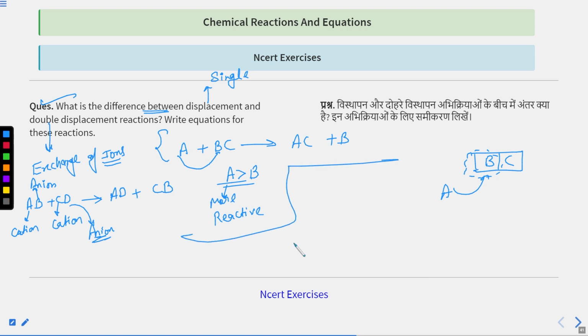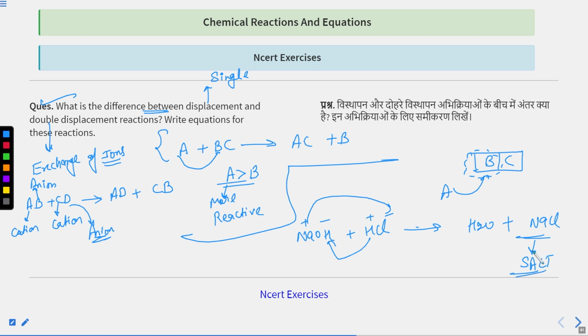Suppose I am reacting NaOH plus HCl, acid plus base. Na is positive, OH is negative, H positive, Cl negative. So Na will combine with Cl, and H will combine with OH to form H2O. Na and Cl form NaCl, which is salt and is also named common salt. If I take a highly concentrated aqueous solution of sodium chloride, that will be known as brine. I hope you are very much clear about this question.